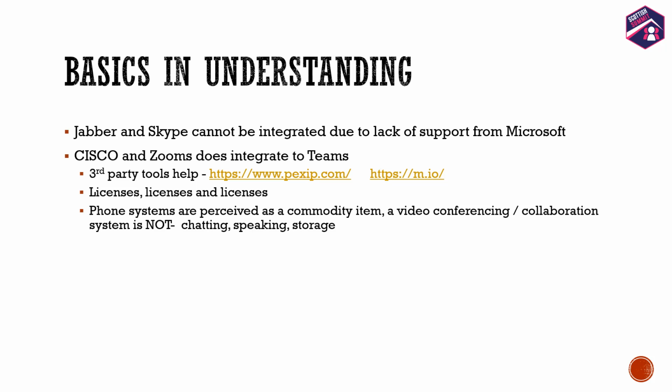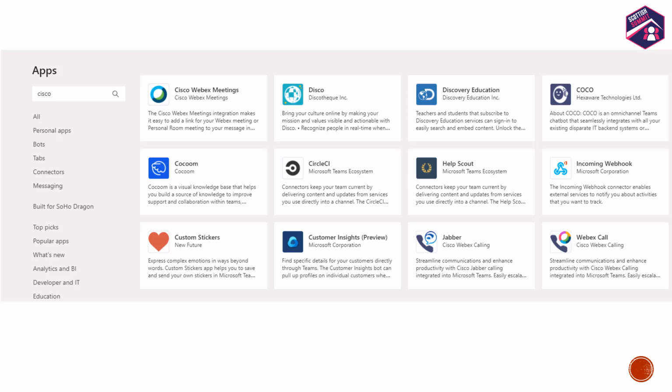Okay. And phone systems are perceived as a commodity item. Video conferencing and collaboration systems are not. Chatting, speaking, storage are always going to be something where that user functionality really has to be understood, and people need to know what they're actually getting and how to actually use this. Generally, with a phone system, people can pick up and use a phone and a voicemail. With video conferencing, that's actually not the case at all. There's functionality issues to take care of.